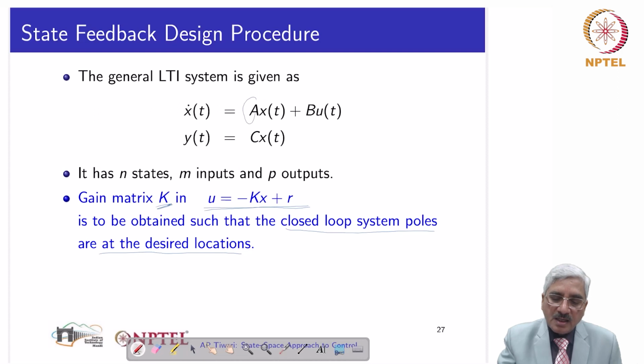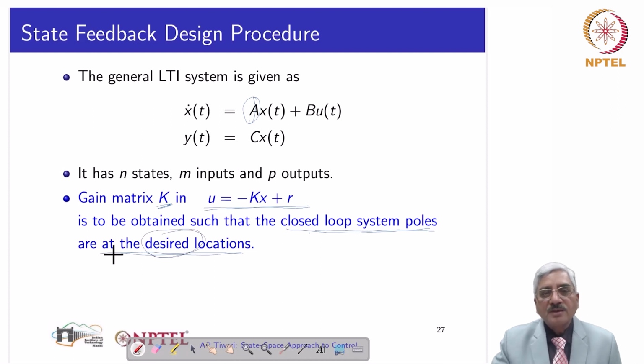So system matrix A has poles at some locations. With those poles, the system behavior is probably not as desired, and desired system behavior will be obtained if closed loop poles are located elsewhere, which we call desired locations. Then the system will behave the way we want, and for that we want the gain matrix in this control law. Once K is obtained, the design has been done. It has only to be implemented.